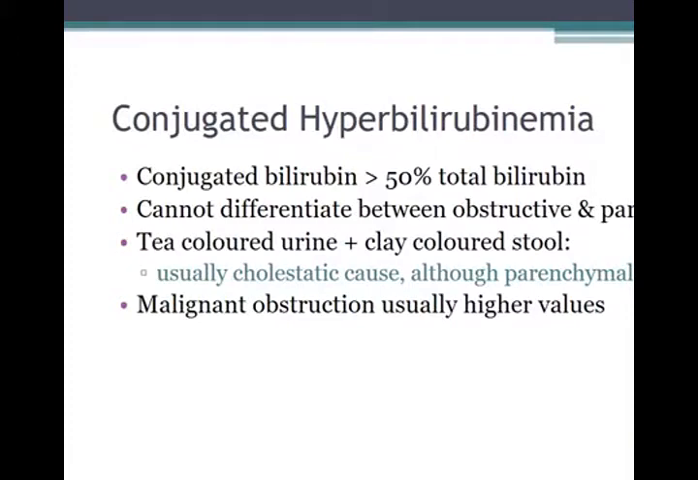Conjugated hyperbilirubinemia is seen in patients who have damage to the liver cells. It could be damage to the hepatocyte, or damage to the biliary canal. Usually the patient passes dark color urine and clay color stool, and there could be malignancy which may be causing an obstruction leading to conjugated hyperbilirubinemia.